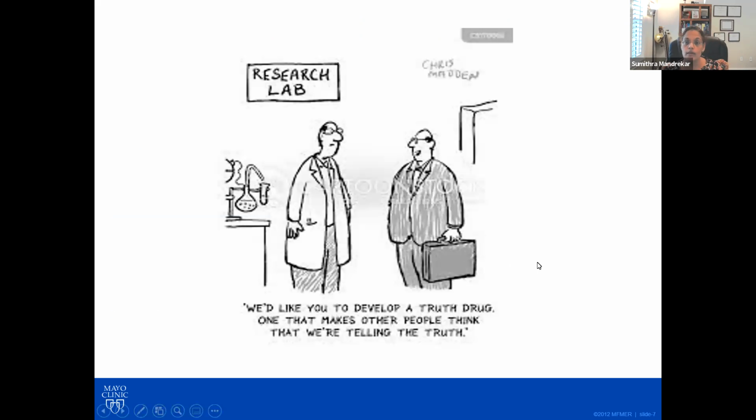So this is a cartoon I want to start with. As statisticians, most often we get approached by our collaborators to say, come up with a design, come up with an analysis so that it actually makes it a significant result. So I see that as, okay, come up with a drug that tells you you're telling the truth when you're probably not. I think biomarkers are in that space. So we have to be very careful as to how we select biomarkers, how we test them, how we validate them, and then move them into the clinic for routine clinical practice.